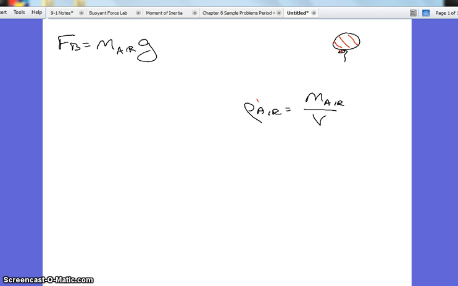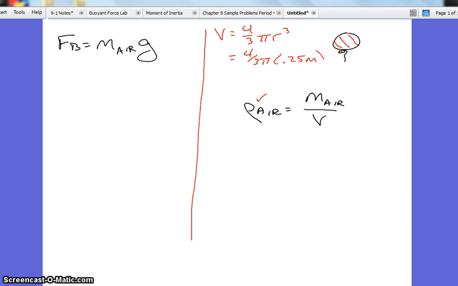So we know the density of the air. To get the mass, we also need the volume. I'm going to approximate this shape to the volume of a sphere. The volume of a sphere is 4/3 pi r cubed. So we have 4/3 pi times 0.25 meters cubed, and we get our volume to be 0.065 cubic meters.